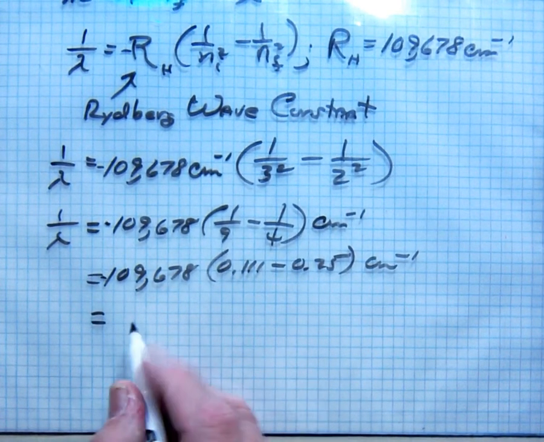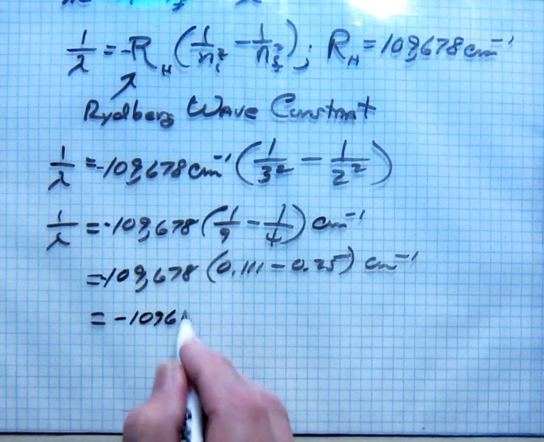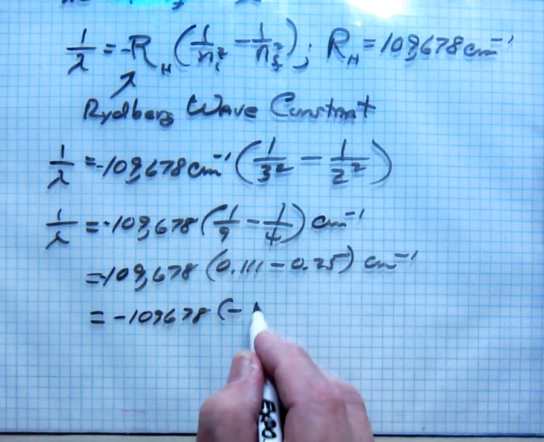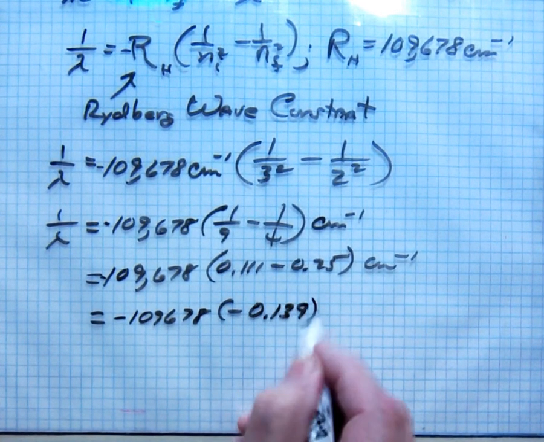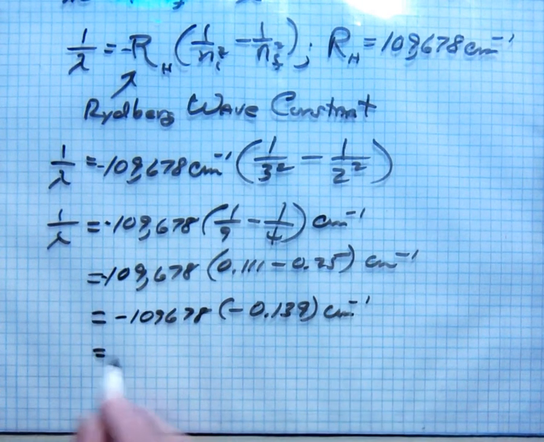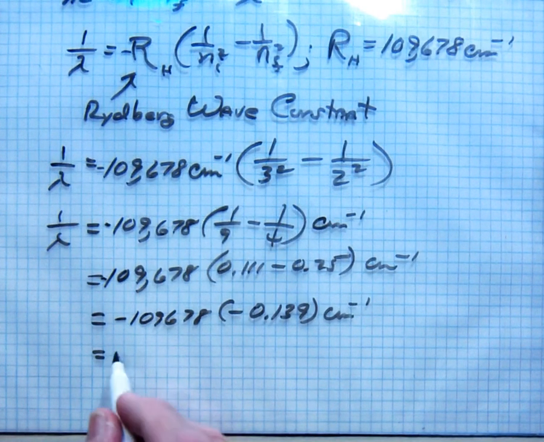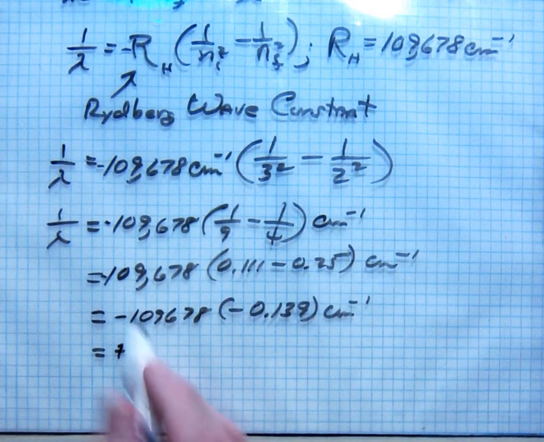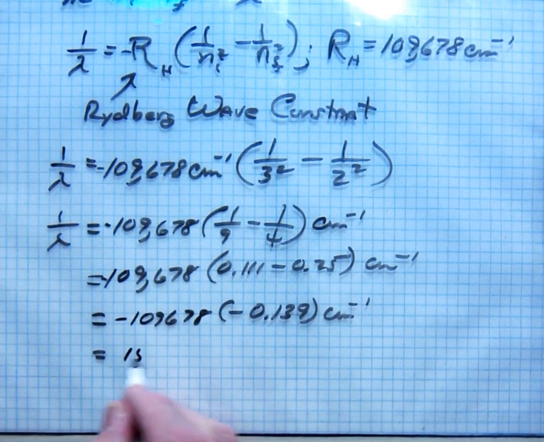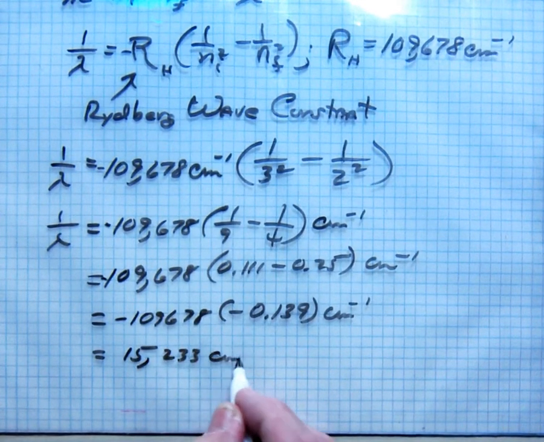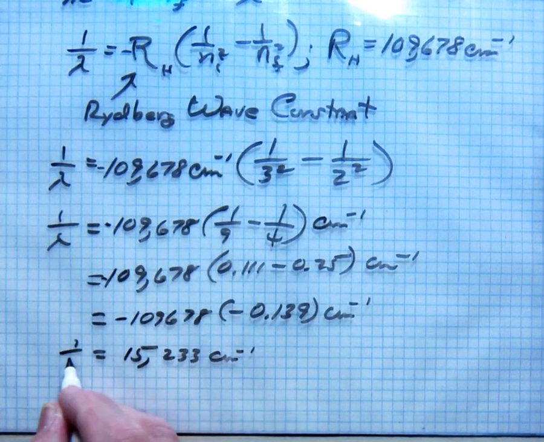That's the simplest thing I can think of in the short term. So this minus this will give us minus 109,678 times a minus 0.139 centimeters to the minus 1, and that's equal to 15,233. That comes out plus, since minus times a minus is a plus. So 15,233 centimeters to the minus 1 is 1 over lambda.